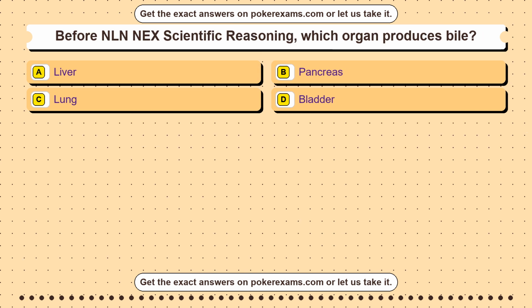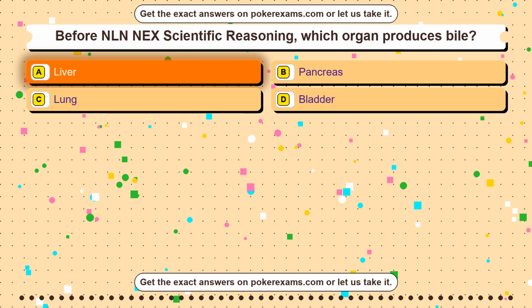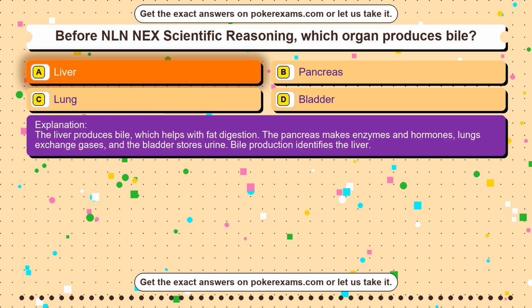Question 5. Before GED Science Practice Test, which formula finds the area of a rectangle? Option A, length times width. Option B, 2 times length plus width. Option C, base times height divided by 2. Option D, pi r superscript 2. The correct answer is option A. The area of a rectangle is length multiplied by width. The second choice is not the perimeter formula as written, the third is triangle area, and pi r superscript 2 is circle area. Matching shapes to formulas is essential.